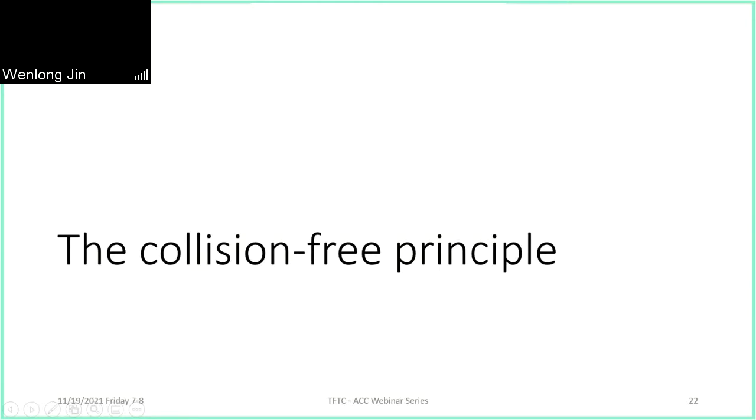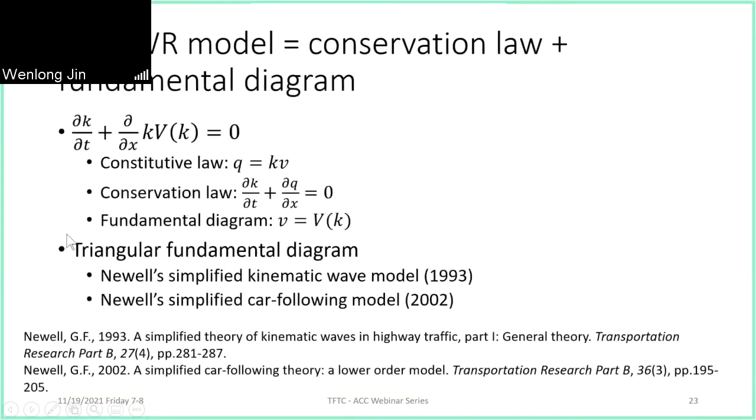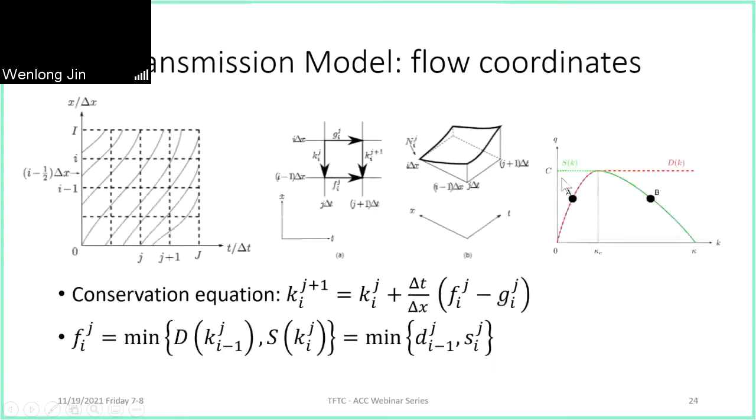What we can learn from this on modeling traffic flow. We know that the LWR model basically, in this sense, is the conservation law plus a fundamental diagram, right? In particular, when we have a triangular fundamental diagram, that leads to the simplified kinematic wave model and the equivalent car-following model. So, one way to solve it is to use a cell transmission model. The cell transmission model is based on a discretized version of the conservation law, and also a very special way to calculate the boundary flux, based on the demand and supply concepts that were introduced by Daganzo and Lebacque in 1995, 1996.